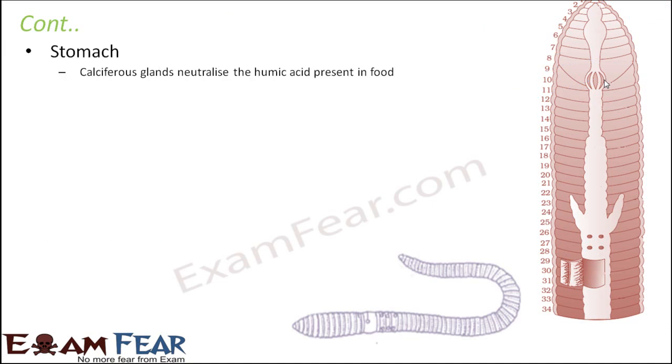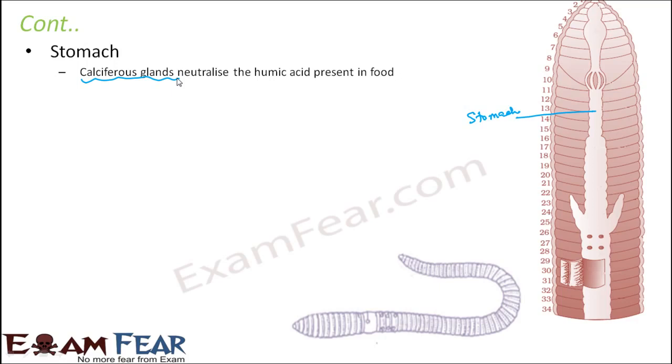After that, the food enters into the stomach. So this was gizzard and this is stomach. So what happens in stomach? There are calciferous glands which neutralize the humic acid present in food.